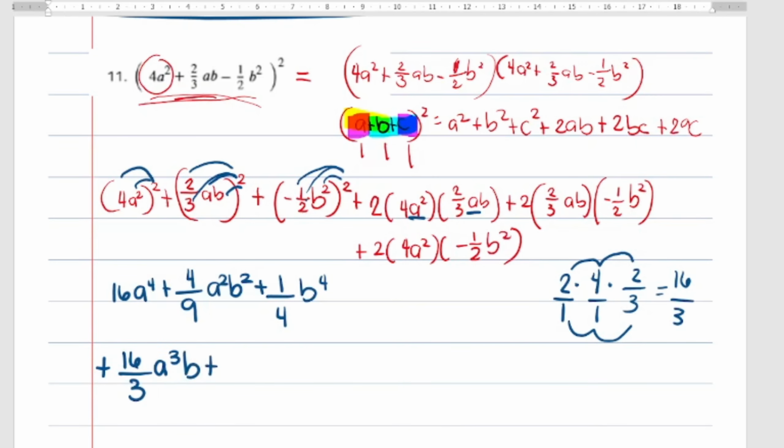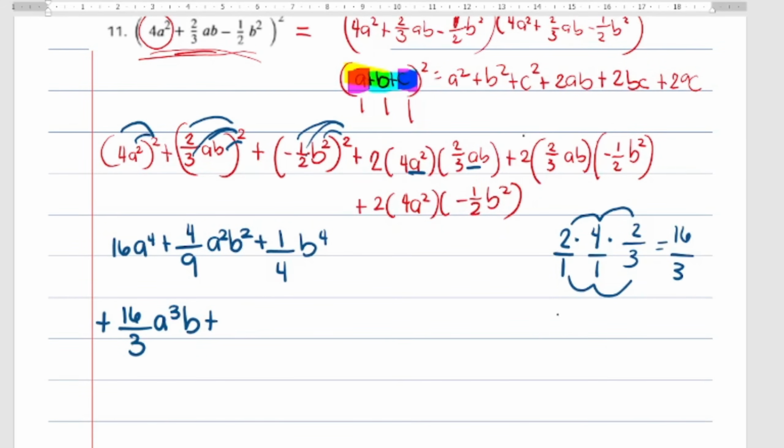Plus, what's at the end? 2 times 2/3 times negative 1 half. So, over 1. 2 times 2 times negative 1, that's negative 4. 1 times 3 times 2, that's 6. Negative 4 sixths, reduced to lowest terms or simplest form, is equal to negative 2/3. So, it's no longer positive. That's negative 2/3 a b cubed.